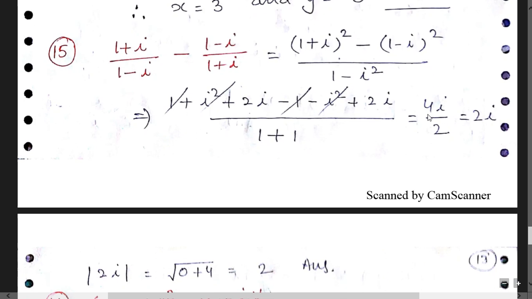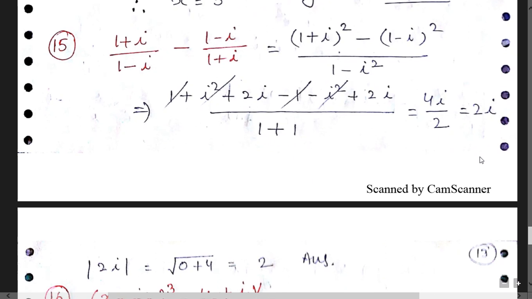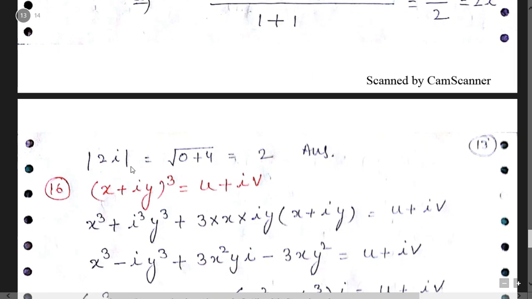Open the square bracket and calculate. You will easily get the answer as 2 iota. Then find the modulus. It's 0 plus 4 because the real value is 0 and the imaginary is 2. It means real square plus imaginary square, square root. The answer is 2.